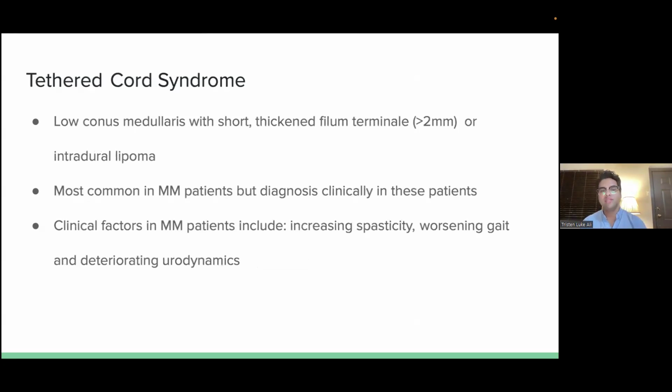So now we can talk about tethered cord syndrome, as was mentioned in the last two clinical correlates. This is a low conus medullaris with a short, thickened filum terminale, and I made sure to include greater than 2 millimeters because that's what's termed as pathological, or an intradural lipoma. It's most common in myelomeningocele patients, but diagnosed clinically in these patients. Clinical factors in MM patients include increasing spasticity, worsening gait, and deteriorating urodynamics.